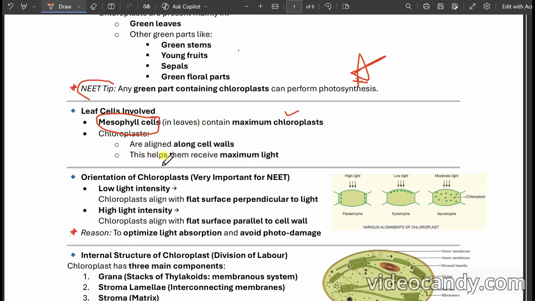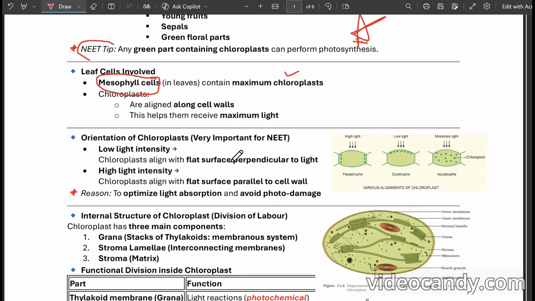Why? This helps them receive maximum light. So the alignment of the chloroplast with respect to the cells differs according to the light intensity. When there is low light or low intensity, the cells need a lot of light to be trapped. That's why the chloroplast aligns its flat surface perpendicular to the light, so it can absorb the maximum amount of light.